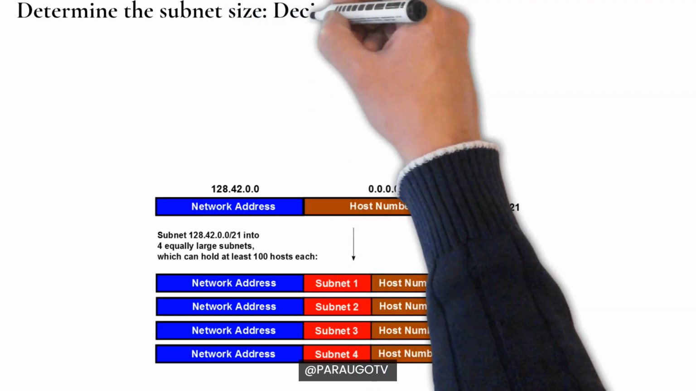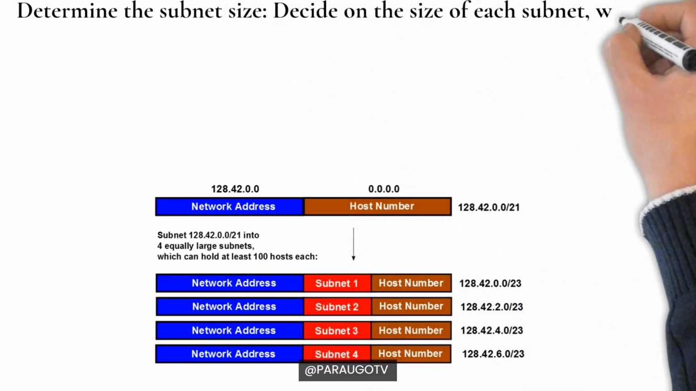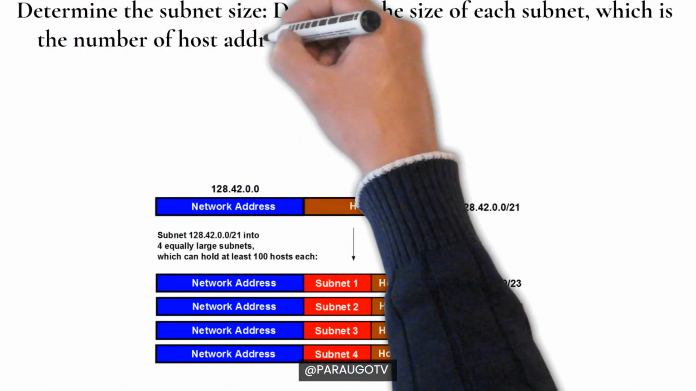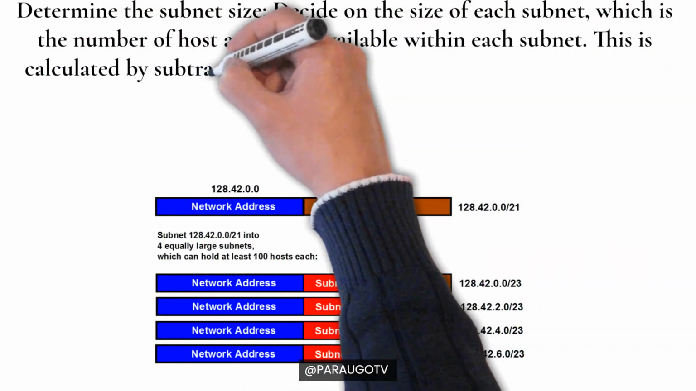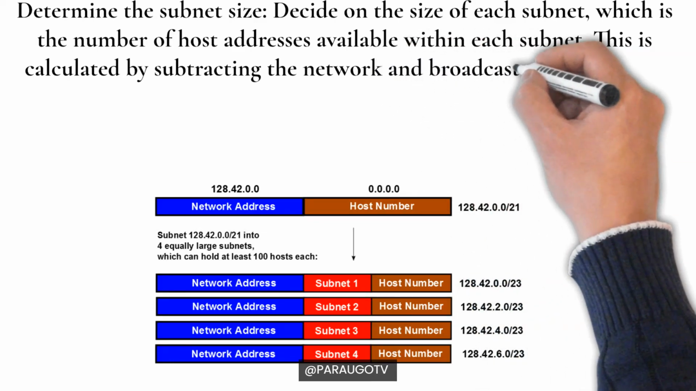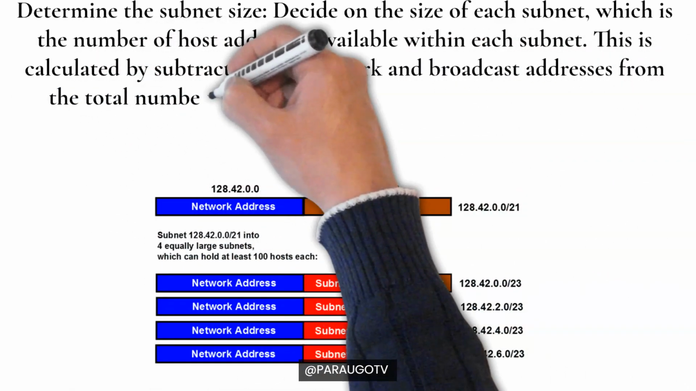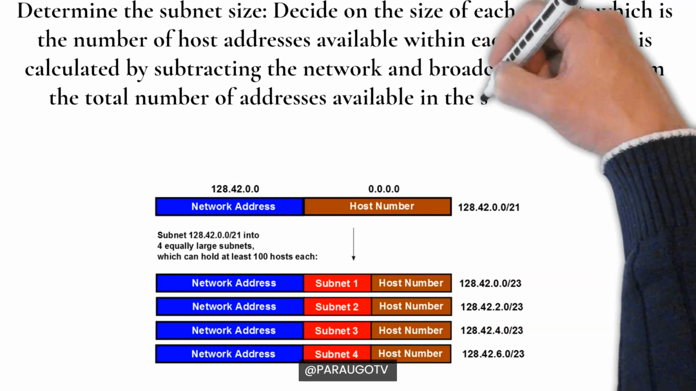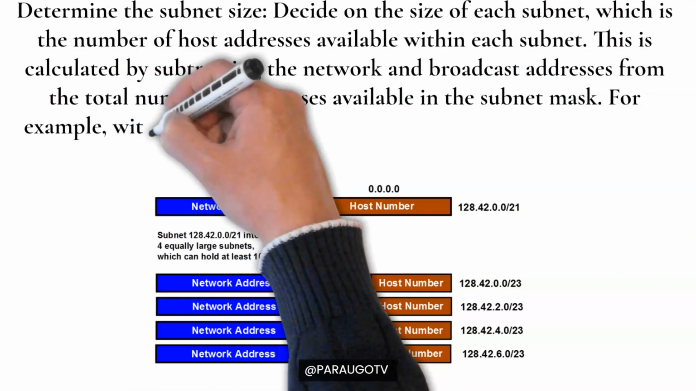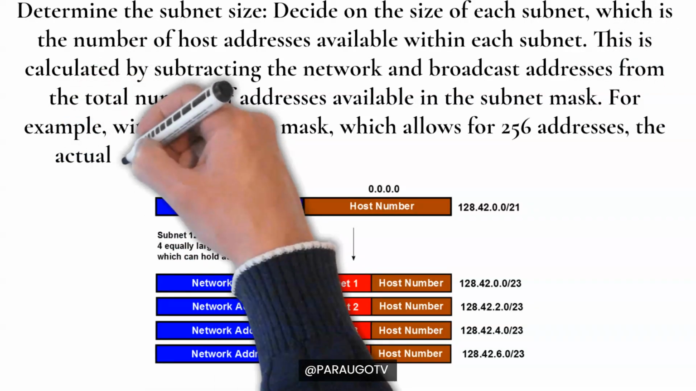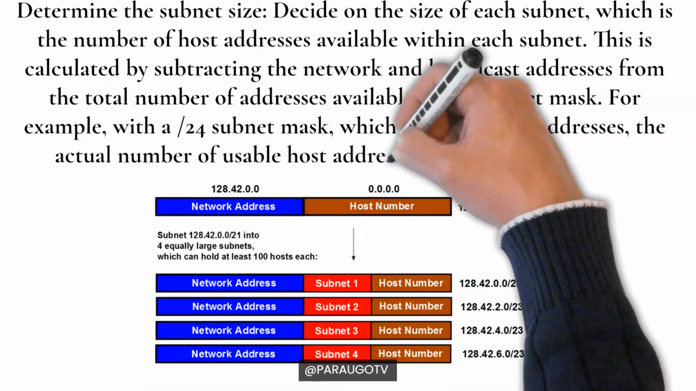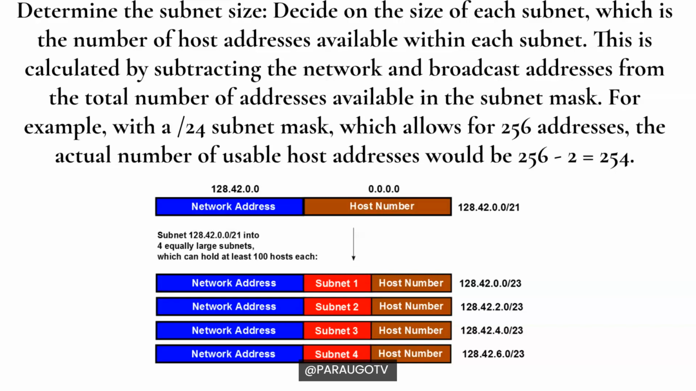Determine the subnet size. Decide on the size of each subnet, which is the number of host addresses available within each subnet. This is calculated by subtracting the network and broadcast addresses from the total number of addresses available in the subnet mask. For example, with a /24 subnet mask, which allows for 256 addresses, the actual number of usable host addresses would be 256 minus 2, which is equal to 254.